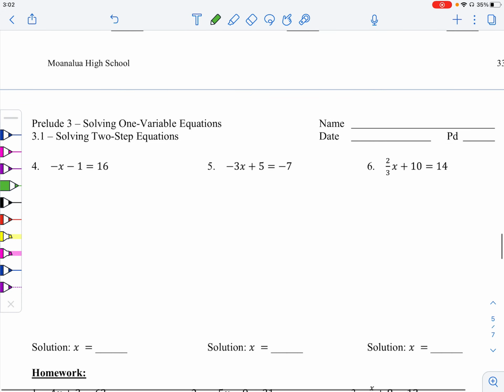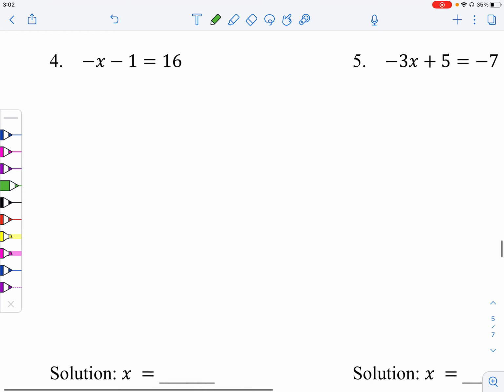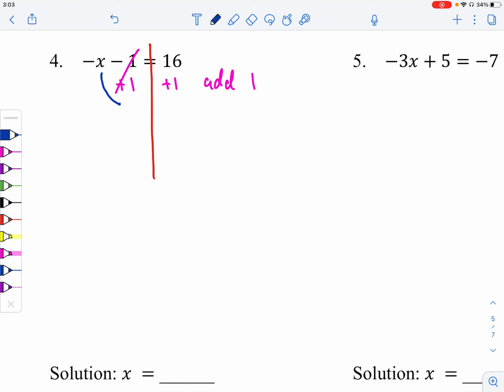Let's go forward. Same process here. We have an equal sign. We want to get rid of our friends, right? Get rid of that -1 first. We add it. Get rid of it. So let's do the opposite. So add 1 to both sides. Bring down what we have left.